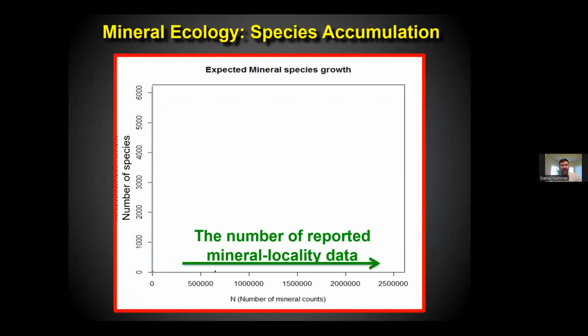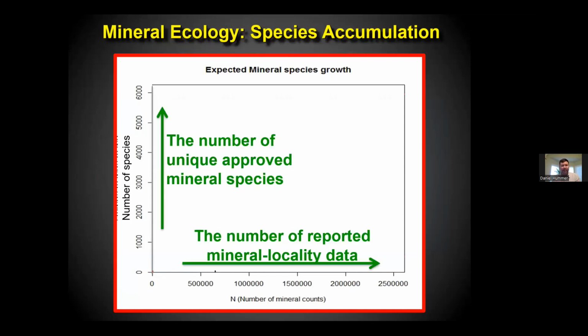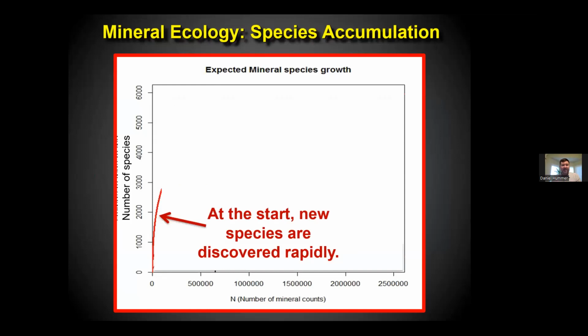In the very beginning of the process, as we're counting up those unique approved mineral species, what we find is that in the early going, we are discovering new species very rapidly, because most of the new observations that we make are giving us new species, because at the very beginning of the process, we don't know about anything. So that curve climbs very rapidly.